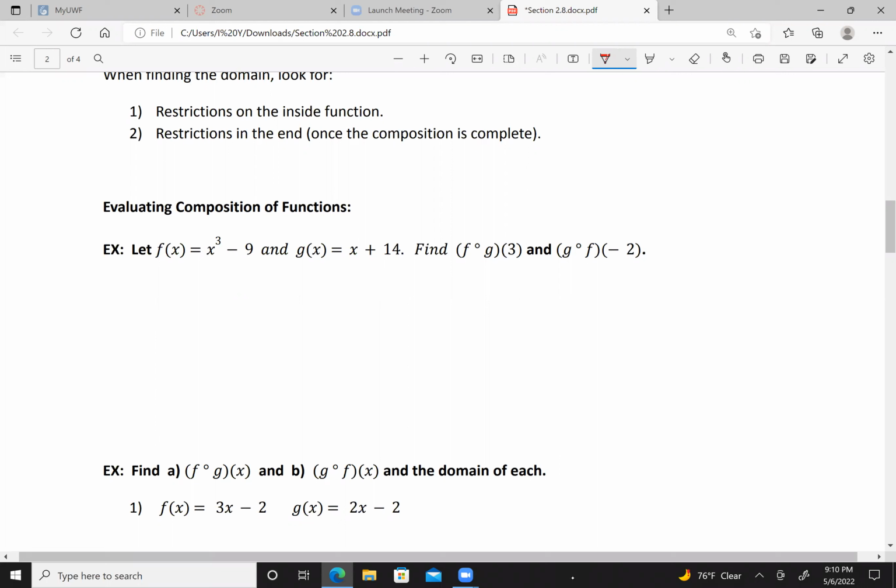So what do I do? I have f of g of x. What that means is for every x here, I plug in g of x. Now that's going to get kind of messy if we would just work this out, but let's look at what this is. This is x plus 14 cubed minus 9.